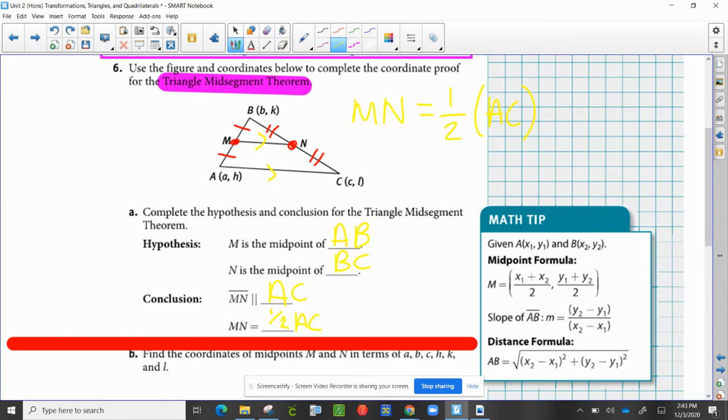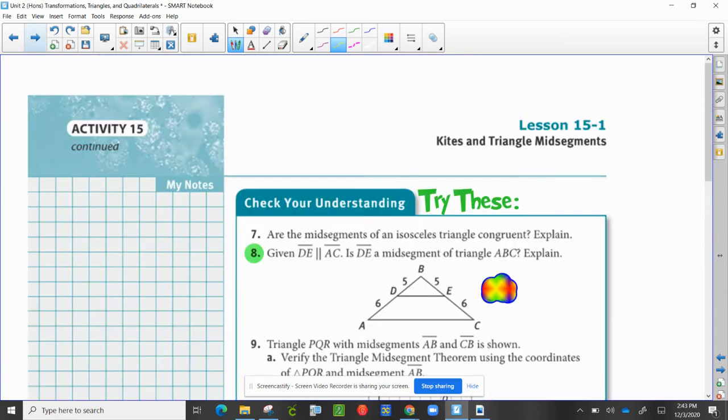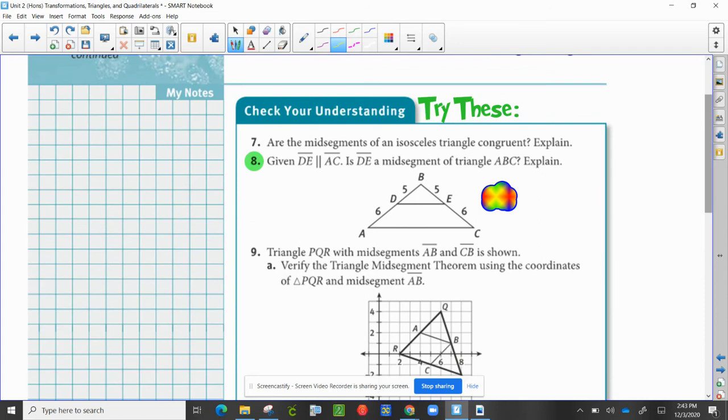Okay, so let's put this to some practice on the next page. Let's look at question 8. Question 8 says DE is parallel to AC. So let's mark that. Is DE a mid-segment of triangle ABC? Look at how that triangle is labeled. We know that they're parallel, but think about what else we know about mid-segments. Does that make DE a mid-segment? What we know from this picture and what we were given.